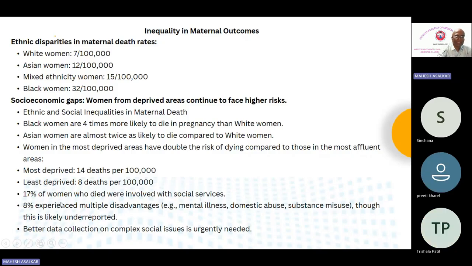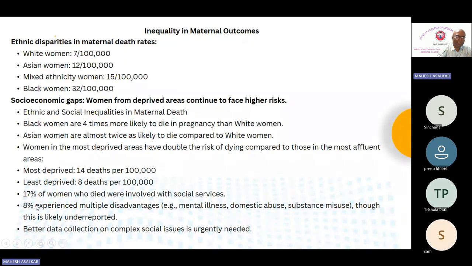And 8% experienced multiple disadvantages like mental illness, domestic abuse, substance misuse, though this is likely to be underreported. So not only the medical cause or the obstetric cause, but there were multiple disadvantages: mental, domestic, substance abuse, etc. These causes were also there in 8% of cases, though underreporting is known to happen about these conditions. Better data collection on complex social issues is urgently needed.